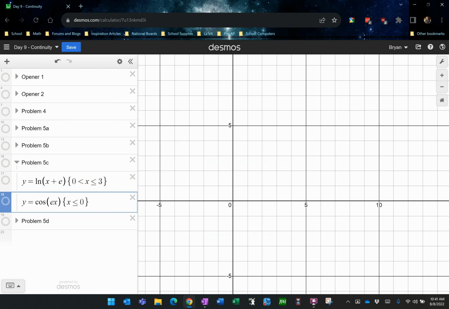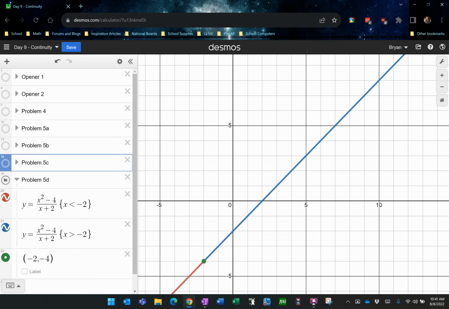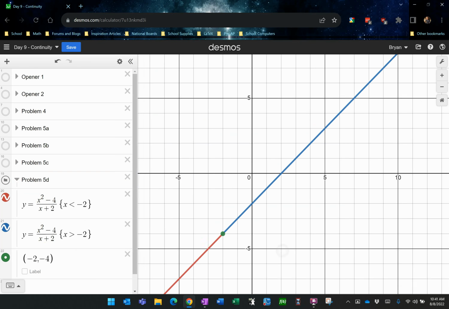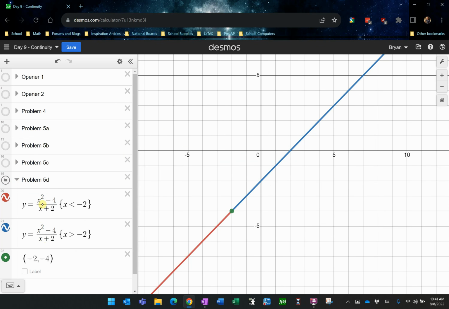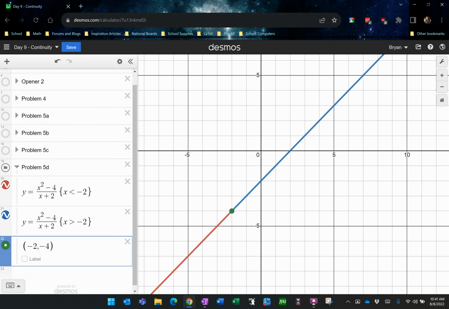If we take a look at my graph, it's going to be very different than that. This, when you reduce, actually becomes a line, right? It's just x minus 2. And so we have this function in red and blue. It's the same function, but I split it to show you that on one side and the other side, it's the exact same thing. And then we actually had to put the point right here, didn't we? Negative 2, negative 4, just like so.